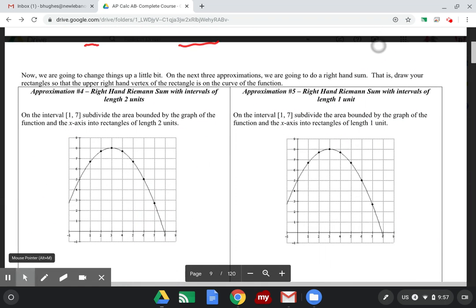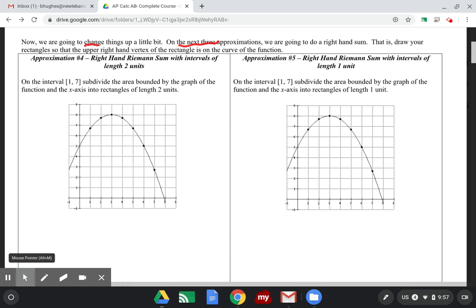So let's talk about the one that has 1 unit as the width. When I change it to right-hand Riemann sum, I'm basically drawing the area using rectangles that are one unit wide. But now the corner that I'm going to draw my rectangle from is the top right-hand side. The top right-hand side is going to be on our curve every single time. So just kind of changing the way that we draw it a little bit.